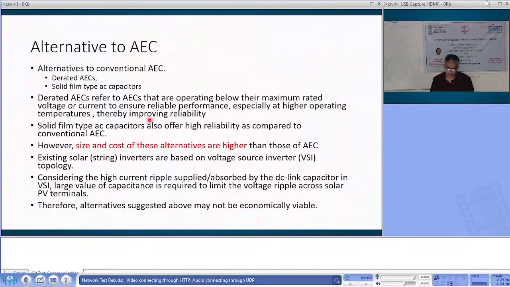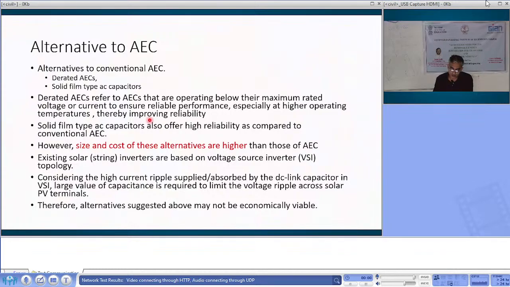There are some alternatives to aluminum electrolytic capacitors, like derated aluminum electrolytic capacitors. It means you are using a higher rating of capacitance, so it is capable of taking more stress, but you are applying less stress. But again, the cost will increase. Then there is the solid film type AC capacitor.